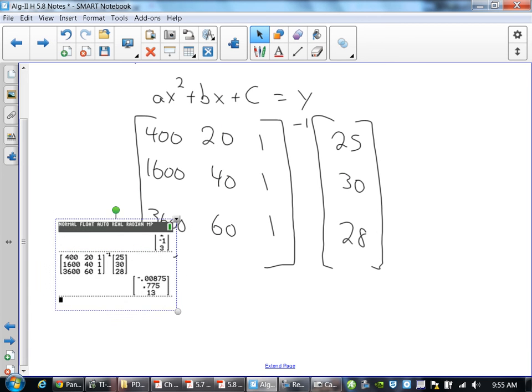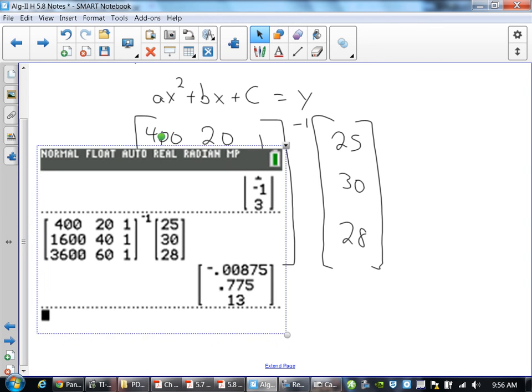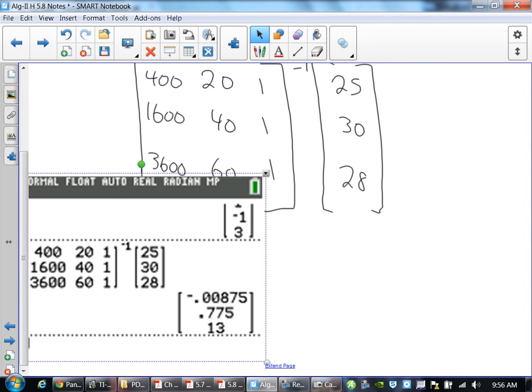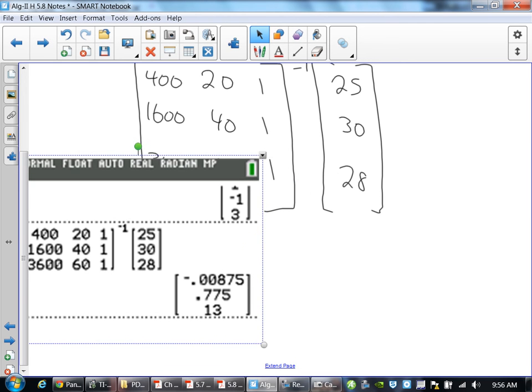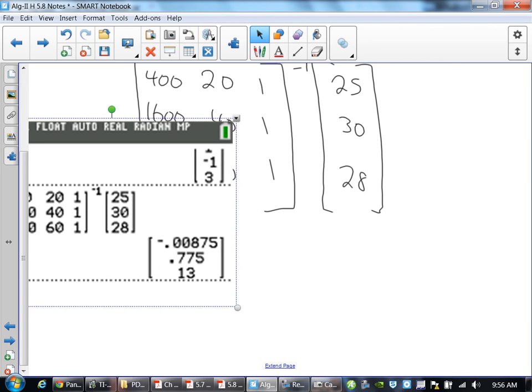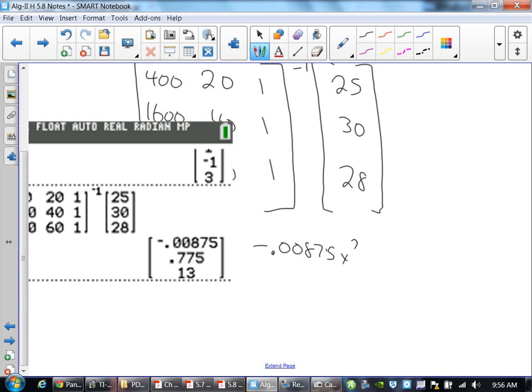If you didn't get these for your A, B, and C, you might have written something down wrong, or you might have put them in a different order. Just something very simple, okay? So your A value, you wind up with negative 0.00875 x squared plus 0.775x plus 13 equals y. You don't need to round. Just use it right as it comes out like that.